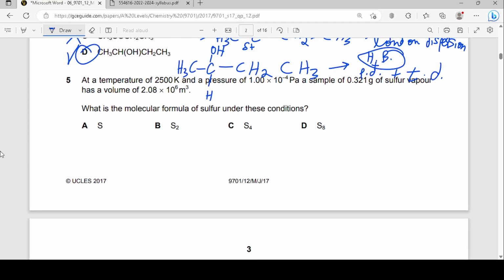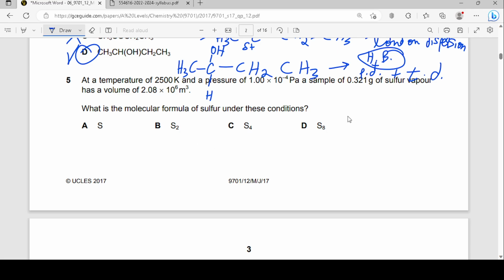Next question. At a temperature of 2500 kelvins and a pressure of 1.00 times 10 to the power of negative 4 pascals, a sample of 0.321 grams of sulfur vapor has a volume of 2.08 times 10 to the power of 6 cubic meters. What is the molecular formula of sulfur under these conditions?